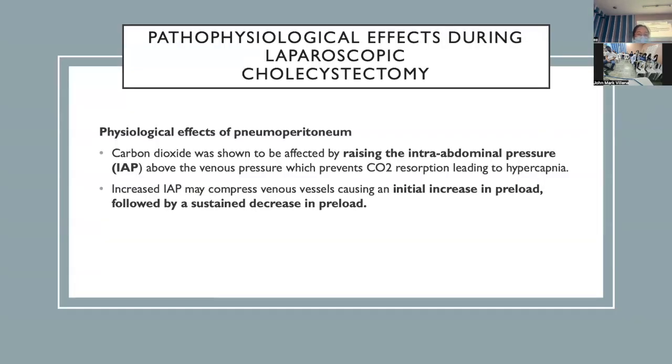We're going to discuss the pathophysiological effects during laparoscopic cholecystectomy, starting with the physiologic effects of pneumoperitoneum. Carbon dioxide absorption is affected by increasing the intra-abdominal pressure above the venous pressure, which prevents carbon dioxide resorption, leading to hypercapnia. Hypercapnia activates the sympathetic nervous system, leading to increased blood pressure, heart rate, and arrhythmias as well. Increased intra-abdominal pressure may compress venous vessels, causing an initial increase in preload followed by a sustained decrease in preload.